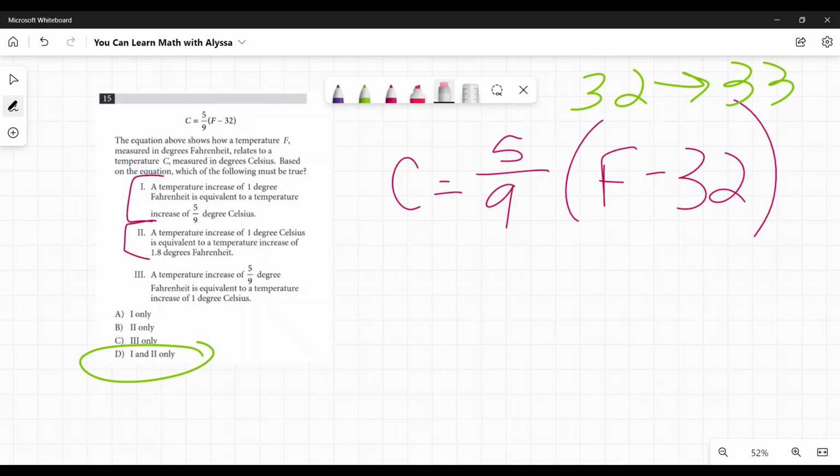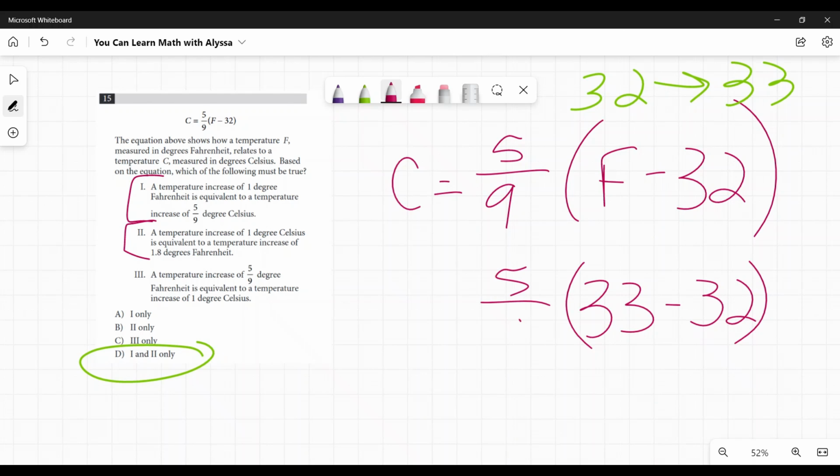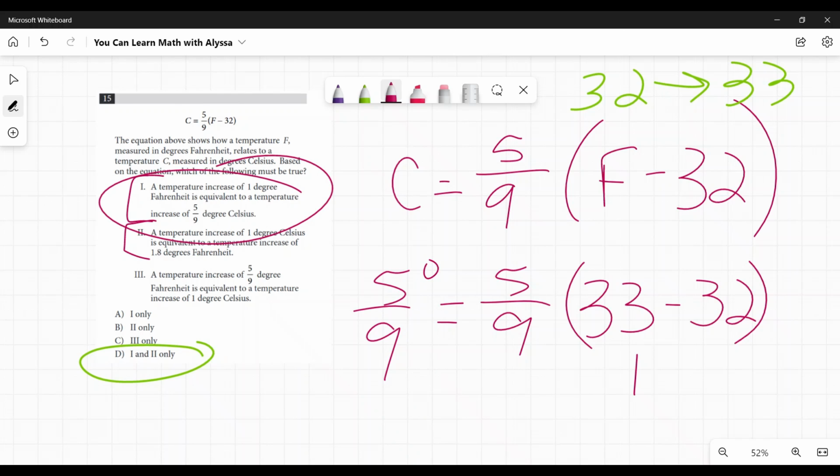Which again, if you have those freezing and boiling points, you would have that in your brain, but that shows you the math of it. All right, so Celsius is 0. What happens when Fahrenheit goes up to 33? 33 minus 32 times 5/9. 33 minus 32 is 1. 1 times 5/9 is 5/9. So in Fahrenheit, we have 33 degrees Fahrenheit. We have 5/9 of a degree Celsius. So that proves number 1 is correct, that is accurate.